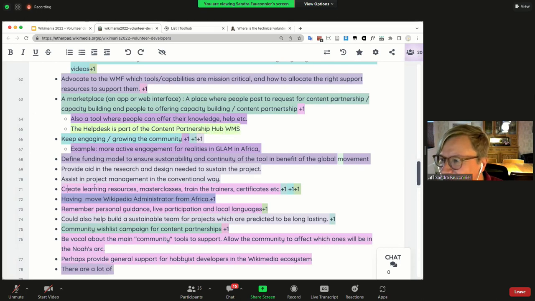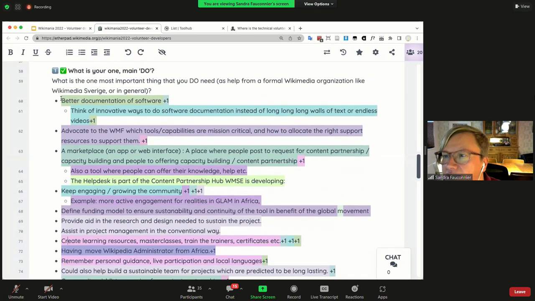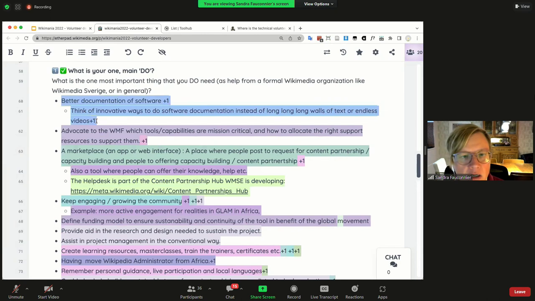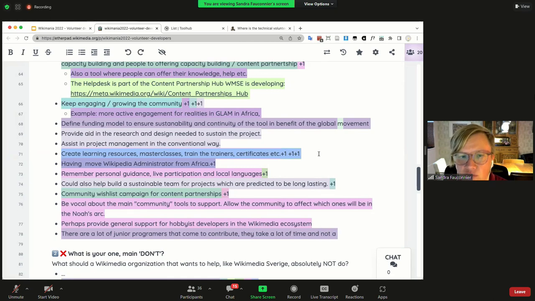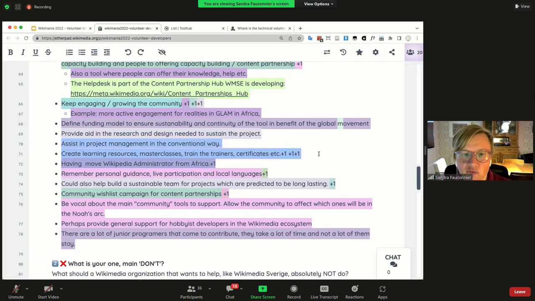Another thing that I see coming back, and I totally agree with that, I want to cluster a little bit. I see here that we want better documentation, learning resources, masterclasses, train the trainer certificates. I know myself that someone already said here, like the mess that is Meta. One of the recommendations we've talked a lot about in the movement strategy is better documentation in general for the movement, and maybe more centralized, maybe documentation that is easier to find, easier to translate. That is definitely something I can imagine that a hub like this would play a role in. I see a hand from Alicia. Alicia, go ahead. Take the floor.